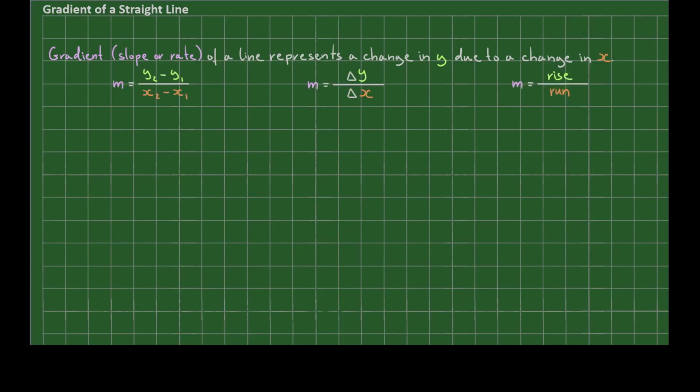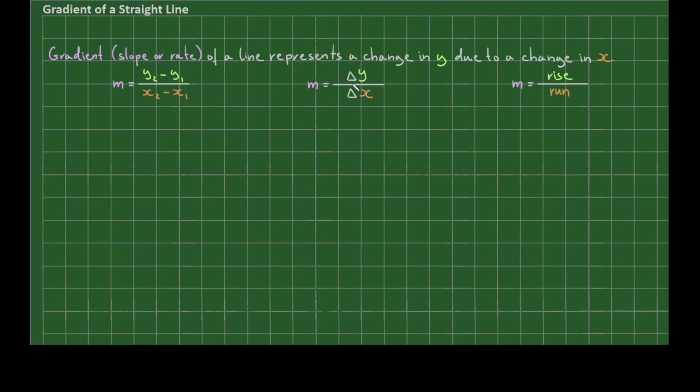Hello good people, I'm going to explore the gradient of a straight line and how to calculate it. The gradient of a line represents a change in y due to a change in x. In mathematics, we have a special symbol for the words "a change in", and that symbol is this little triangle. It is a lowercase Greek delta. So often when we talk about a change in y, we could also talk about delta y.